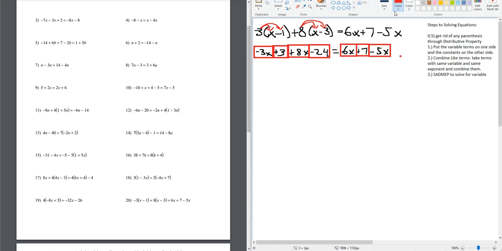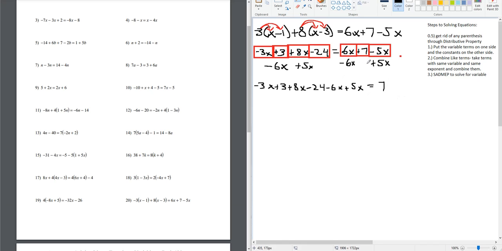All right. So here I'm going to move my 6x and minus 5x to the other side. So we got positive 6x, so I'm going to do negative 6x. This is a negative 5x, so I'm going to do a positive 5x. So again, I'm going to move that there and I move this like that. So I end up with negative 3x plus 3 plus 8x minus 24 minus 6x plus 5x equals, the only thing left there is 7.